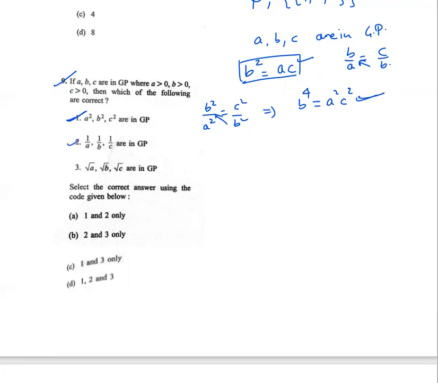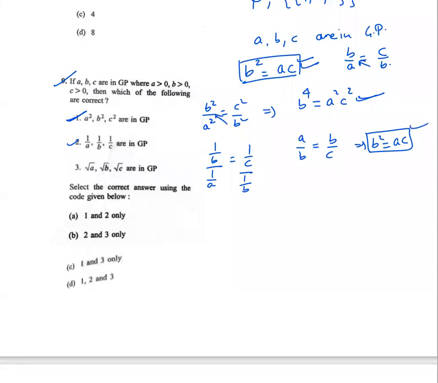Next one is 1 by A, 1 by B, and 1 by C are in GP. So 1 by B, the common ratio, divided by 1 by A should be equal to 1 by C divided by 1 by B, which is nothing but A by B should be equal to B by C, which will again give us B square equals AC, right? So therefore, they are again in GP because B square equals AC is again satisfied. So this is also in GP.